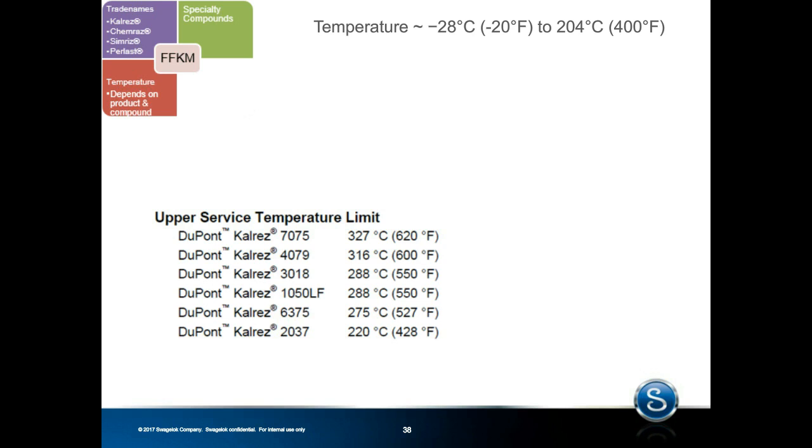So again, make sure that you use great caution when you're referring to a raw gum manufacturer's data sheets, because they're not considering such things as the real estate that's available in an O-ring seal groove.